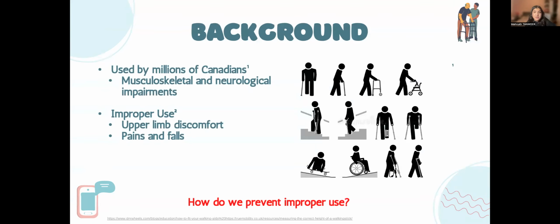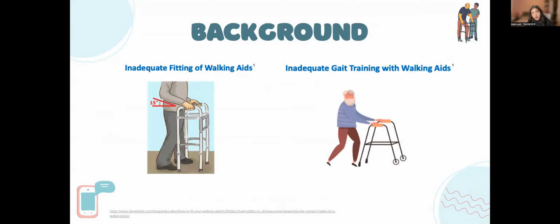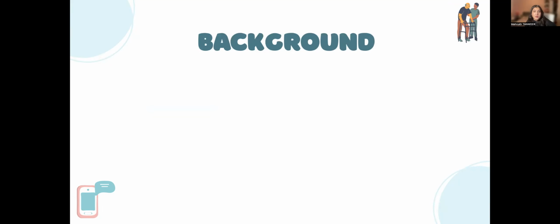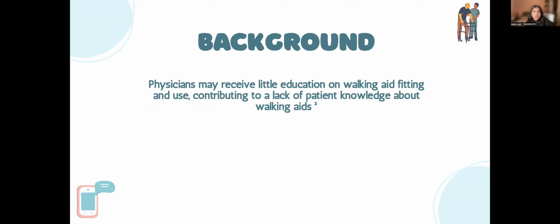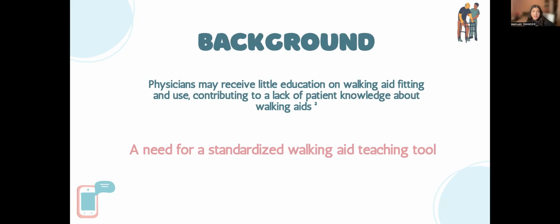So, how do we prevent improper use? Well, first, we need to identify why that occurs in the first place. Our lab has identified two key issues that lead to improper use. The first is inadequate fitting of walking aid to an individual's personal traits, such as height, and the second is the inadequate gait training with walking aids. We also find that physicians may receive little education on walking aid fitting and use, which may contribute to a lack of patient knowledge about walking aids. And so all of this creates a need, and that need is for a standardized walking aid teaching tool.